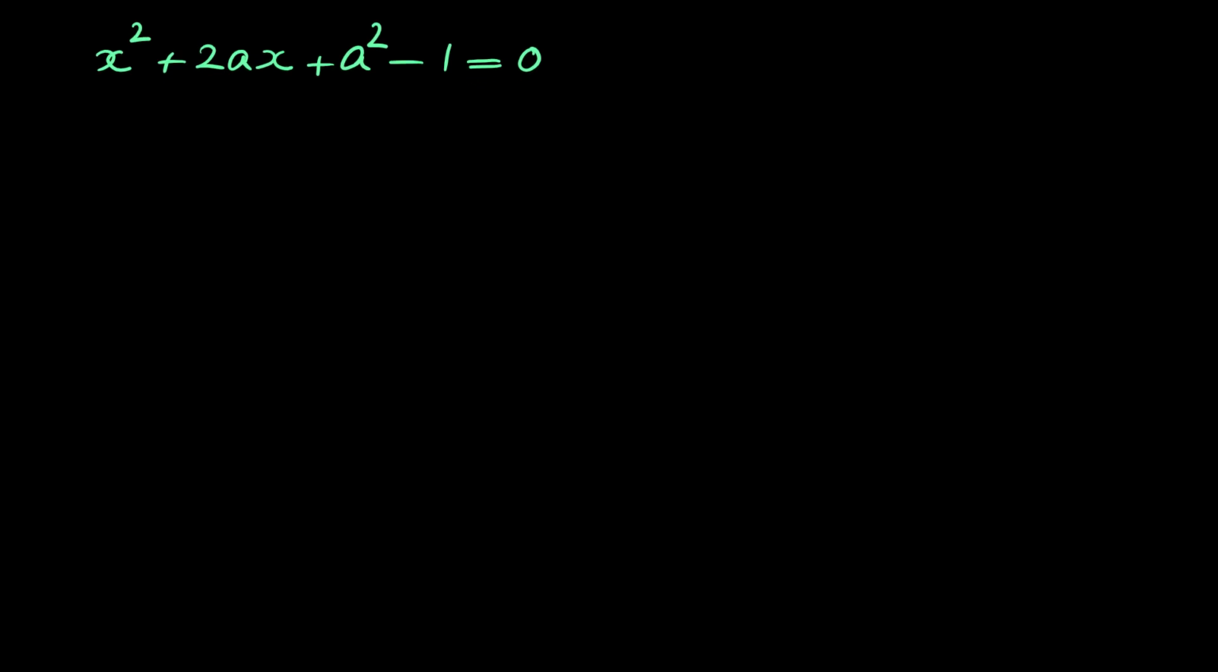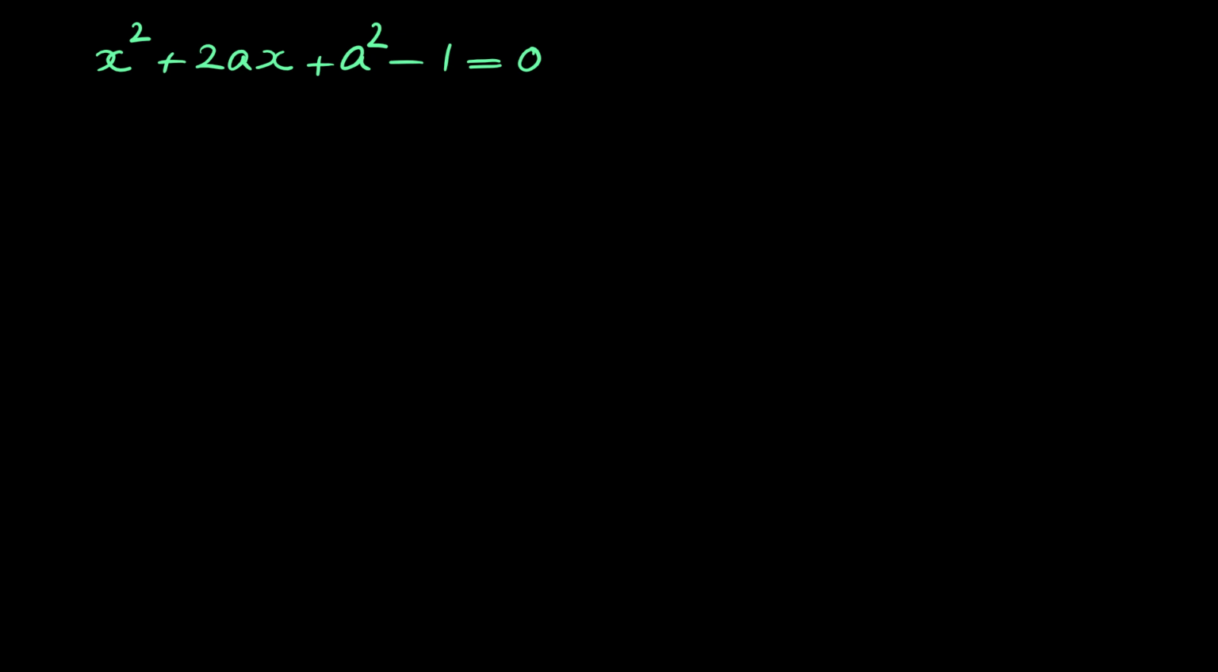Now look at this example. x to the 2 plus 2ax plus a to the 2 minus 1 equals 0. This question is a little tricky and a little challenging because instead of numbers, we have variable a, or constant a basically. We have an extra variable. x is the unknown that we want to find from this equation. So the question is find x. But we are going to find x in terms of a.